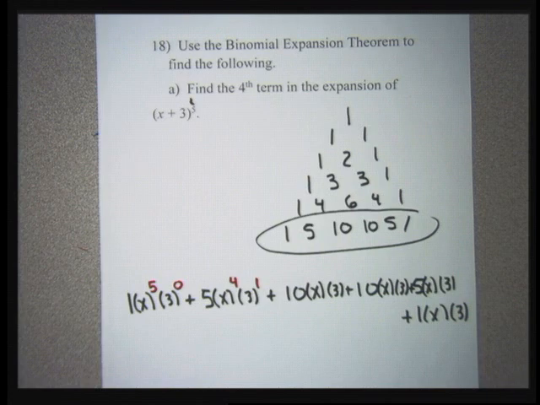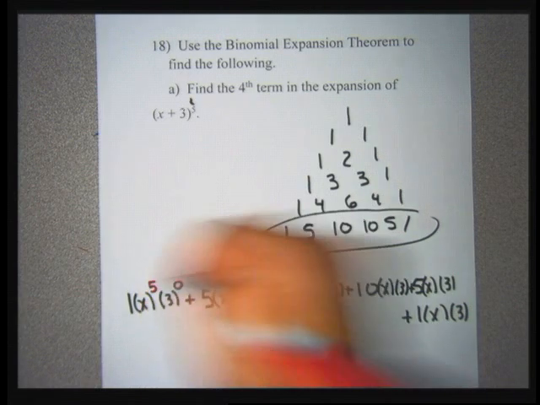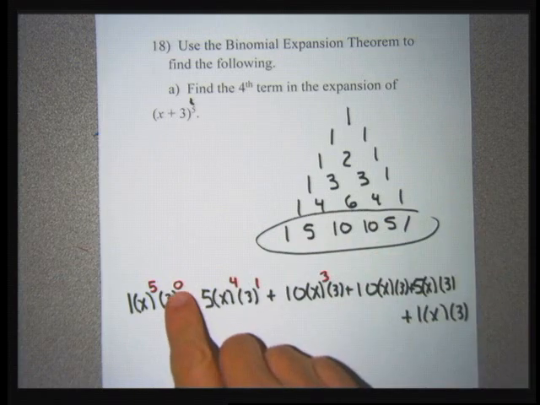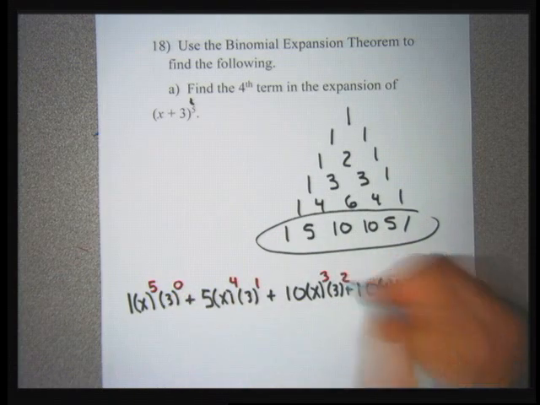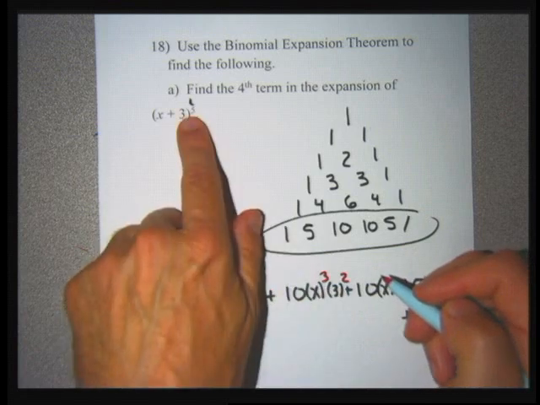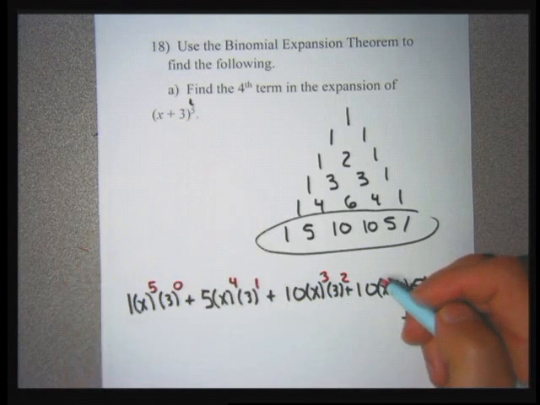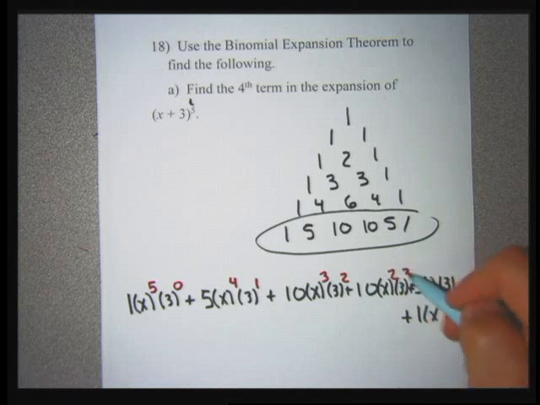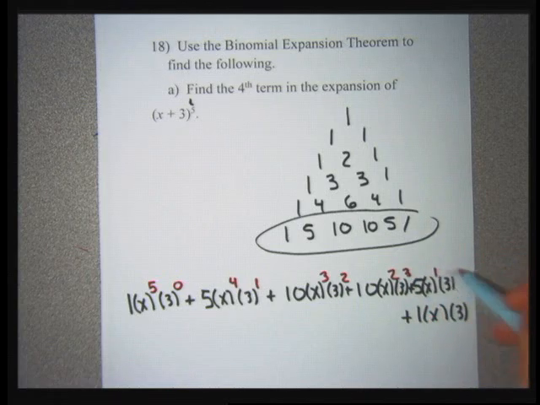The x's exponent is going to move down from 5 to 4, now to 3. The 3's exponent is going to go from 0 to 1, now to 2. The exponents will always add up to 5 because this is a 5th degree binomial. And then I'm going to go 2 for the x, 3 for the 3, 1 for the x, 4 for the 3, 0 for the x, 5 for the 3.